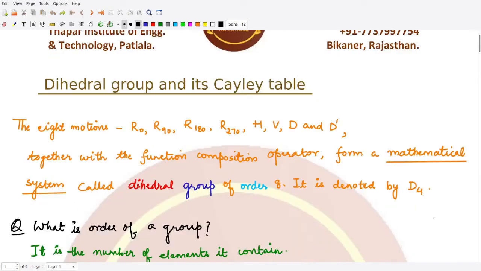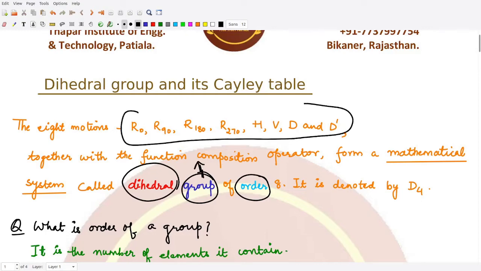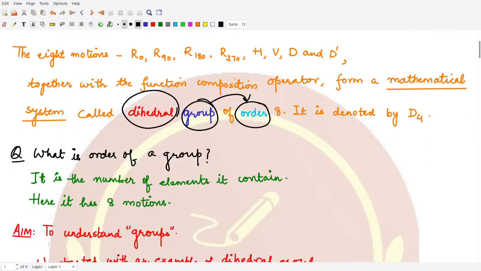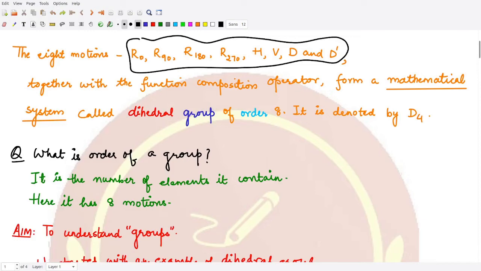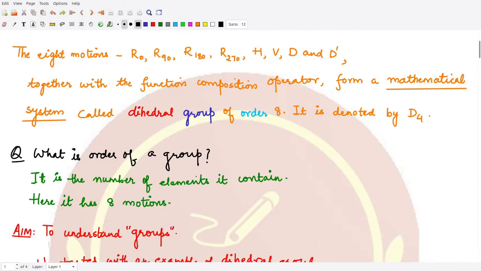So now what is this order here? And what is this group and what is this dihedral? A group basically consists of a set which contains some elements. It could be anything. We'll be telling when this set together with an operation would form a group. We'll be discussing it later on, right? That is a group. And then what is the order of that group? So let me define it. The order of a group is the number of elements it contains. So in this case this set contains 8 elements, so that means the order of this particular group would be 8 because it has 8 motions.